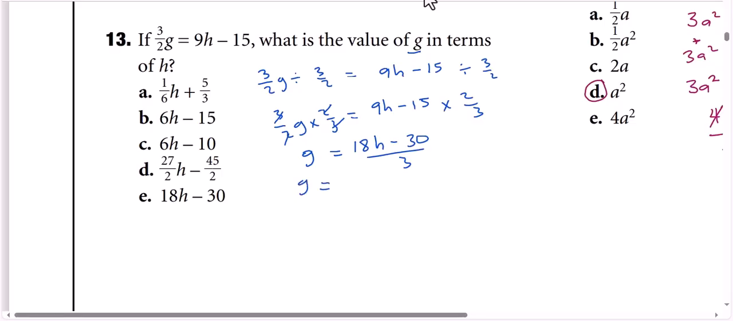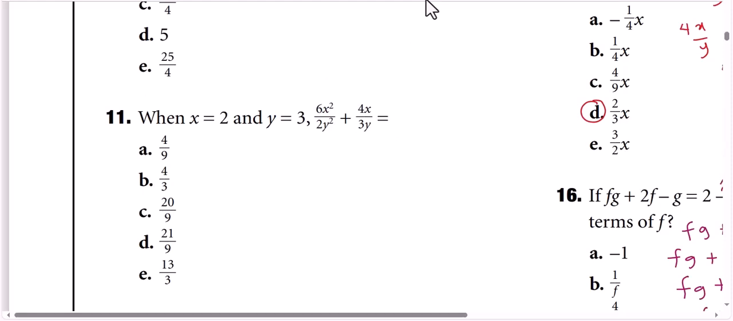So g is equal to, using 3 to divide, this becomes 6h minus 10. This here is 1, this here is 6, and 3 here again is 1, and 3 into 30 is 10. So 6h minus 10. So the right option is option C, since we want to make g stand alone.